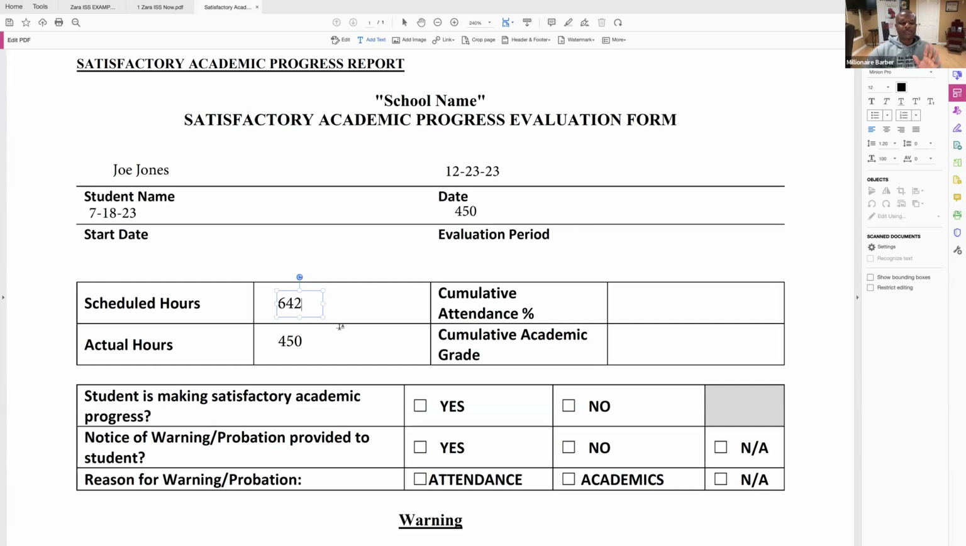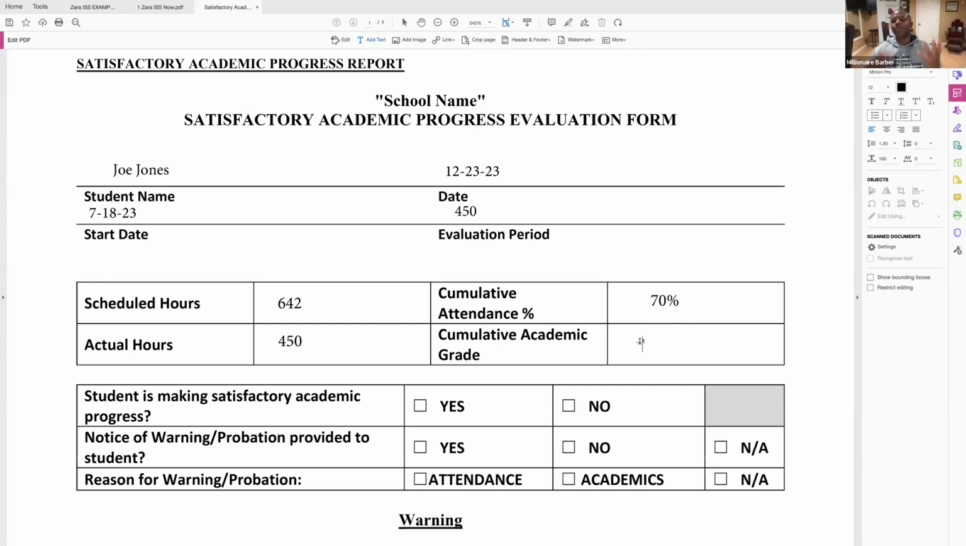So it's 642 scheduled hours. Now, the question is, how do we get the cumulative attendance? We have to take 450 actual hours divided by 642 scheduled hours. That's 70%, right there, that we just did.